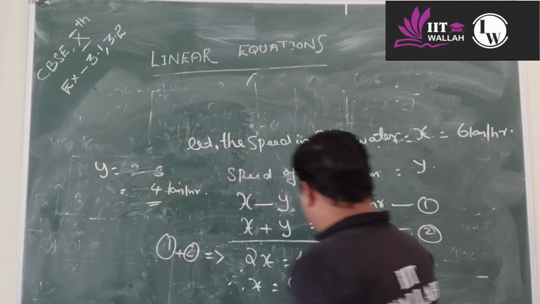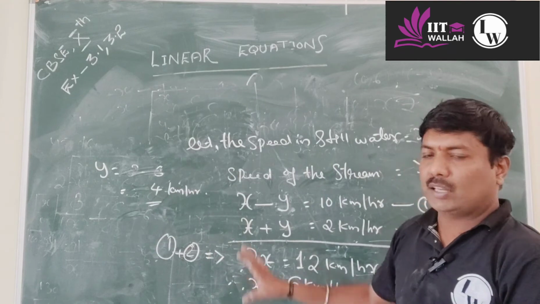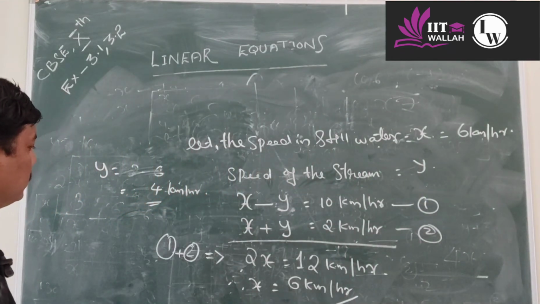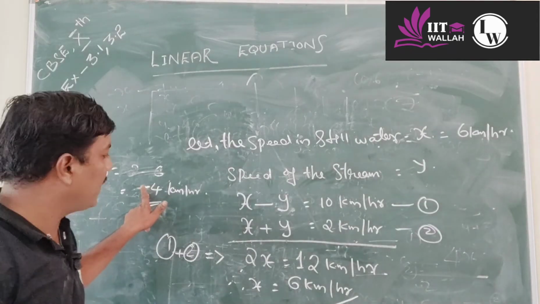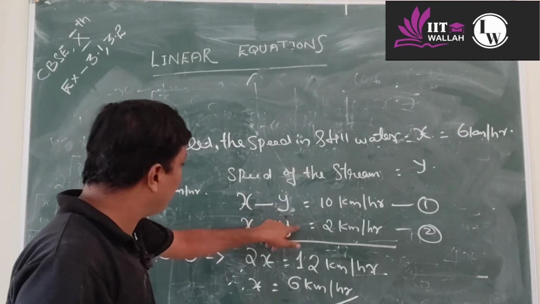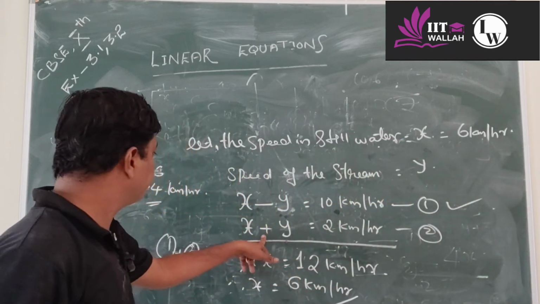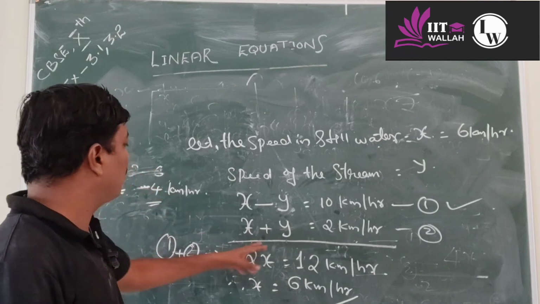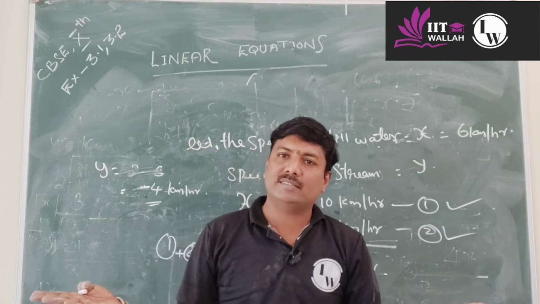Okay, so we got 6 and 4 as the answer. So let's check whether we are correct or not. It is minus 4. This minus represents the direction. So 6 plus 4 is 10. So this is satisfied. Here, x plus y is equal to 2, 6 minus 4 is 2. This also is satisfied. See how nicely we can solve this.